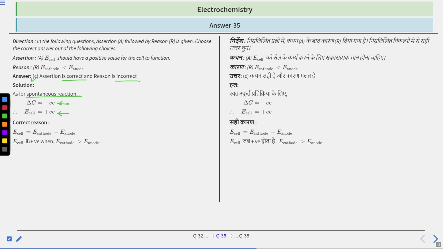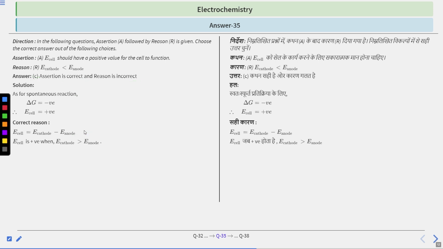Why? Because E of cell is given as E of cathode minus E of anode. Now E cell is positive, as we have given in the assertion, when E of cathode is greater than E of anode. If E of anode dominates, then this whole equation will become negative and E cell will be negative. But as E cell is positive, E cathode has to be greater than E of anode. That's why the reason is the incorrect statement and option C is the correct answer.